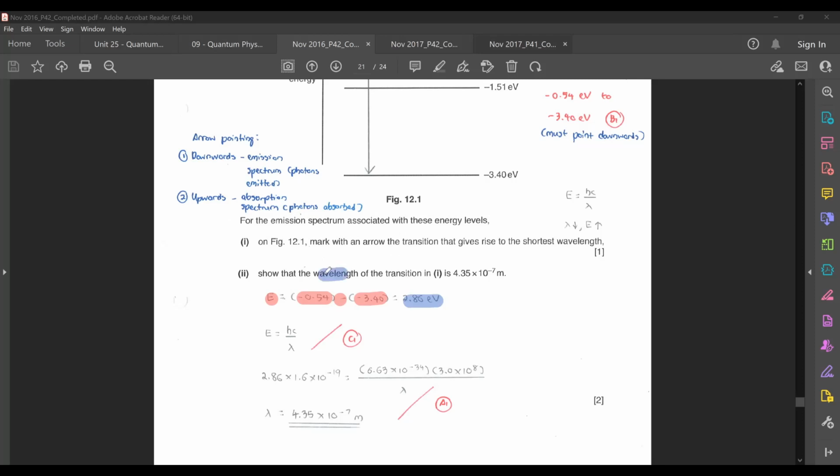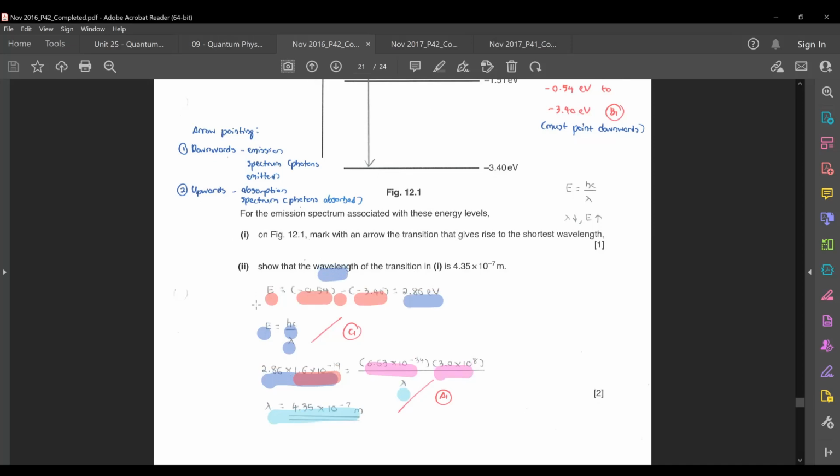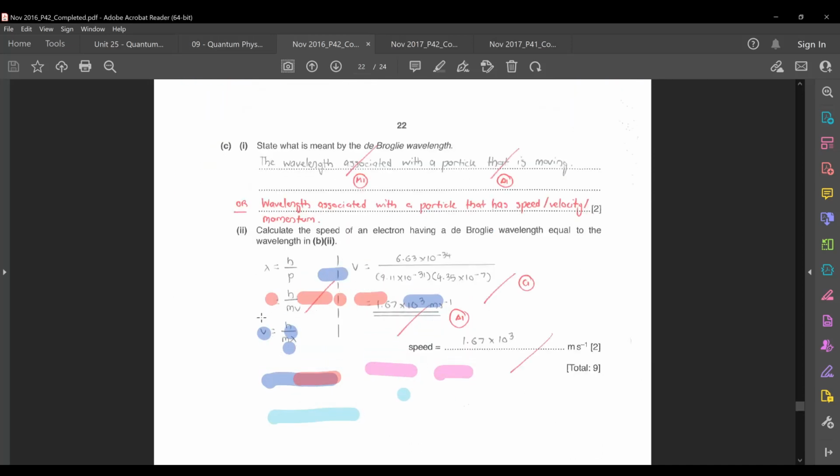Okay, so you want to find out the wavelength, just use the standard E equals hc over lambda. Sub in your energy, remember to change to joules, plug in your constants, divide by your wavelength. Eventually, you get 4.35 times 10 power minus 7 meter. Okay, so this one is okay.